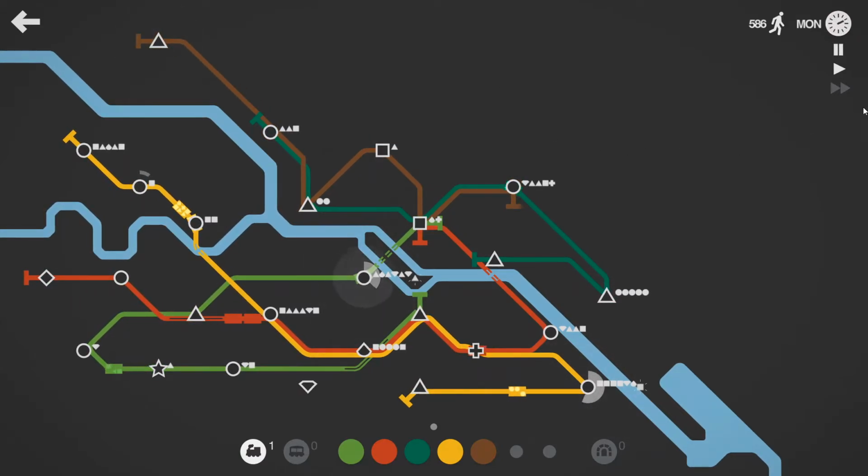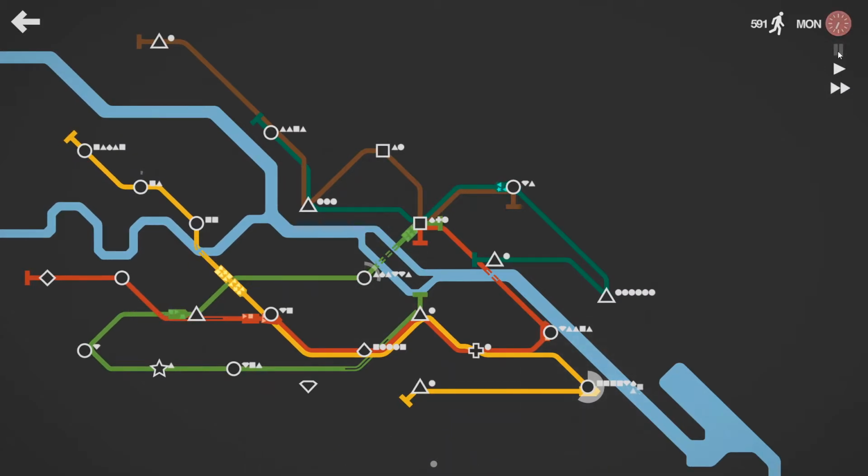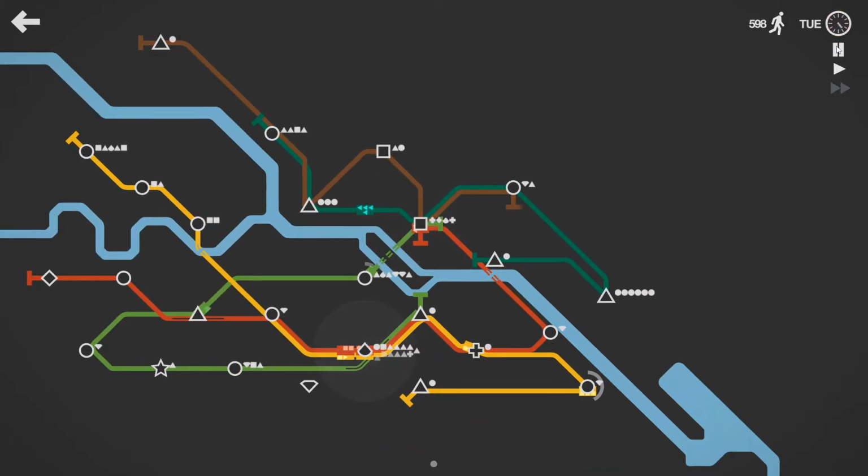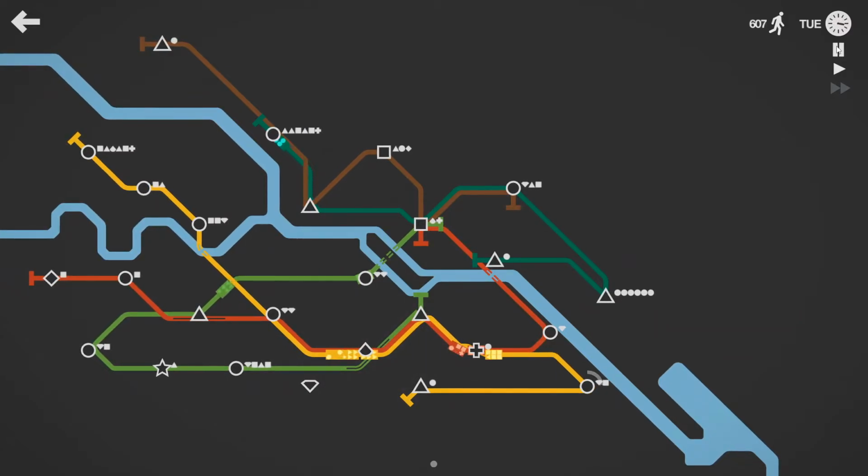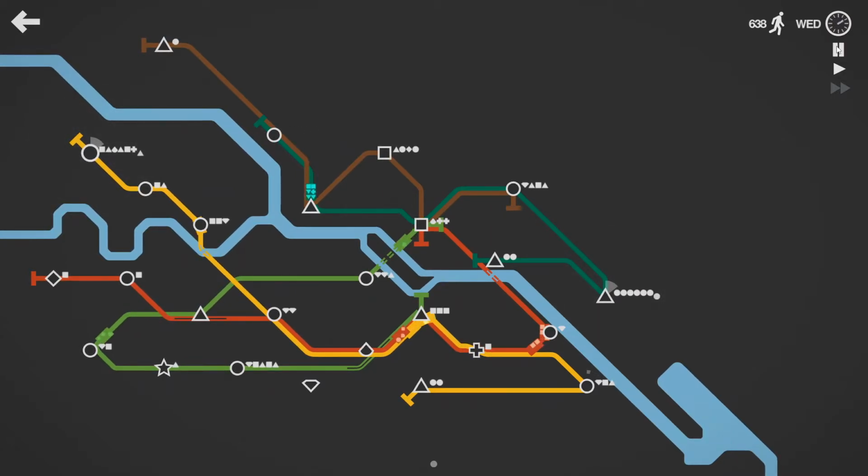And now the brown line doesn't have any trains, which is a problem. We didn't restore the orange just yet. I will have to do a couple trips back and forth to ease the burden. Oh, what's happening with the green? What is happening with the green over there?